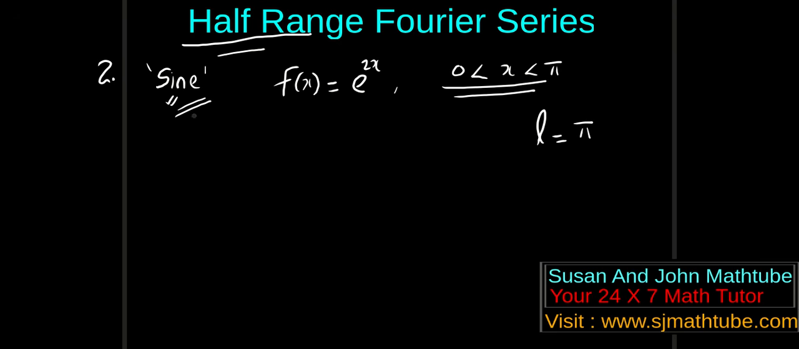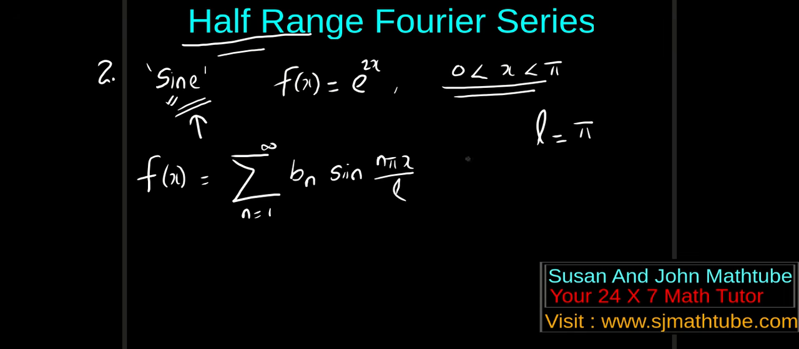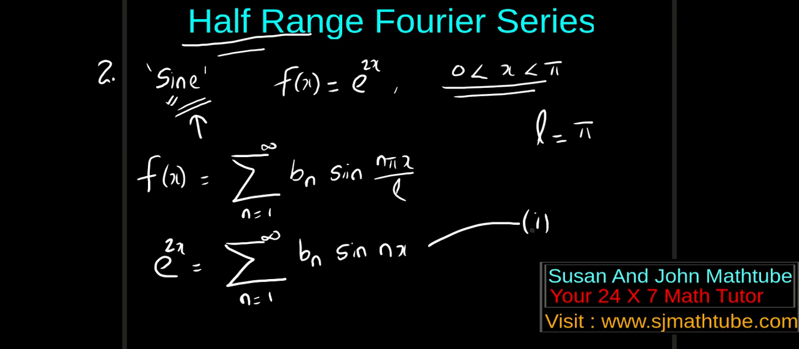Okay, next thing you have to notice is, we need sine series. That means we don't need a0, an, only bn. So you write, let the function be sigma n equal to 1 to infinity bn sine n pi x by L. Now you substitute all these things. F of x is e power 2x, and sigma bn sine, L is pi. So this will get cancelled and you'll get nx, and call it equation number 1.